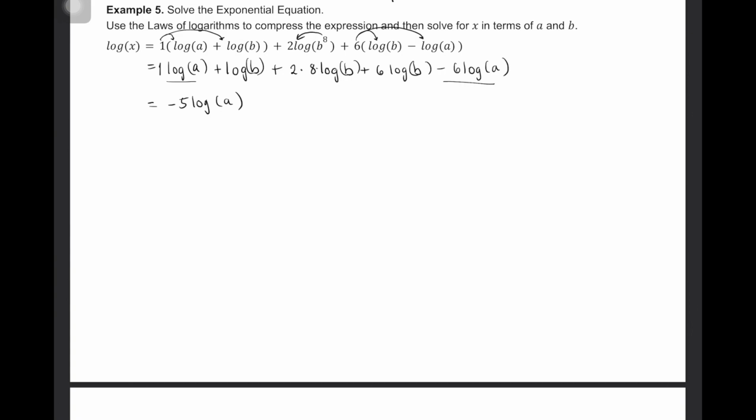And with the same argument, here we have 1 logarithm of b, and here we have 2 times 8 logarithms of b. 2 times 8 is 16, so maybe we can just write ourselves a note here. This is 16. And then we have plus 6 logarithms of b. So we can say 1 plus 16 plus 6 gives us positive 23 logarithms of b. So that's pretty much it, right?